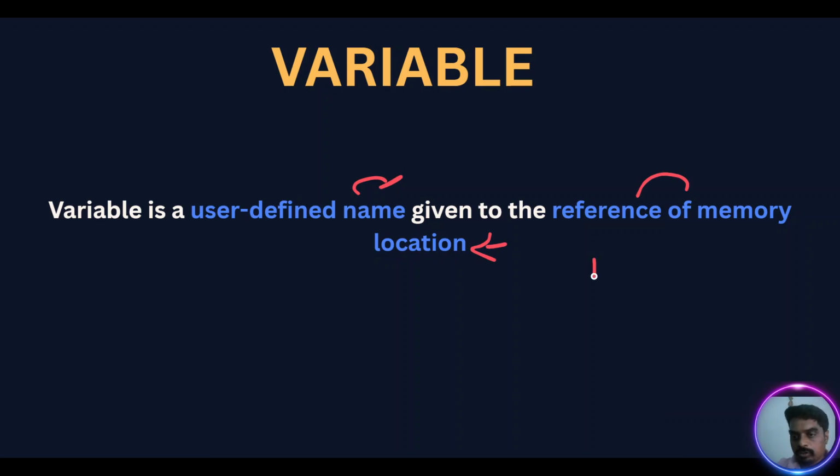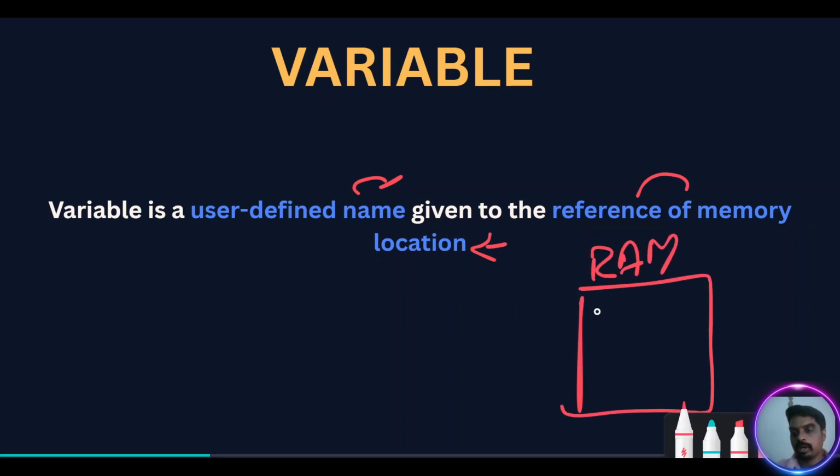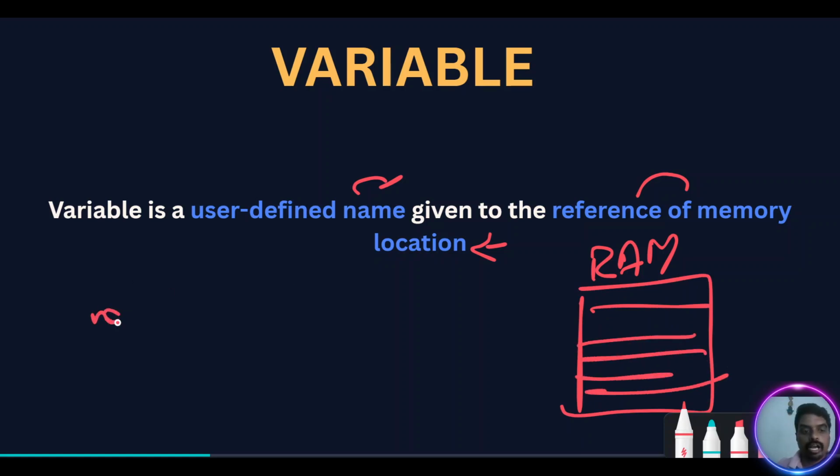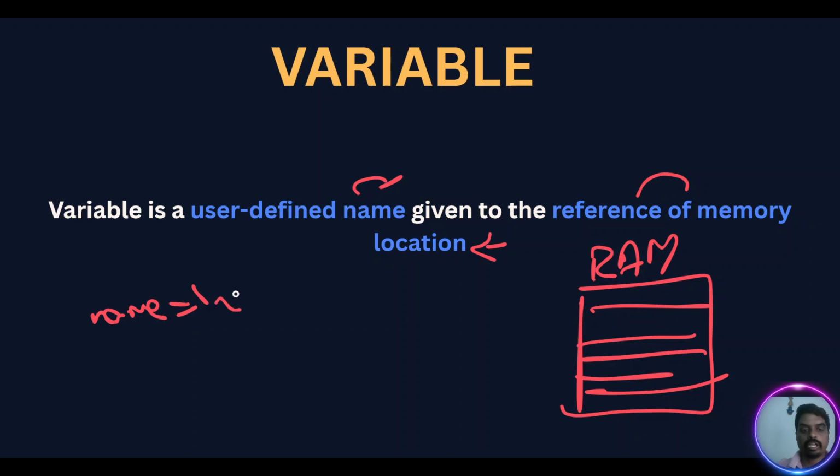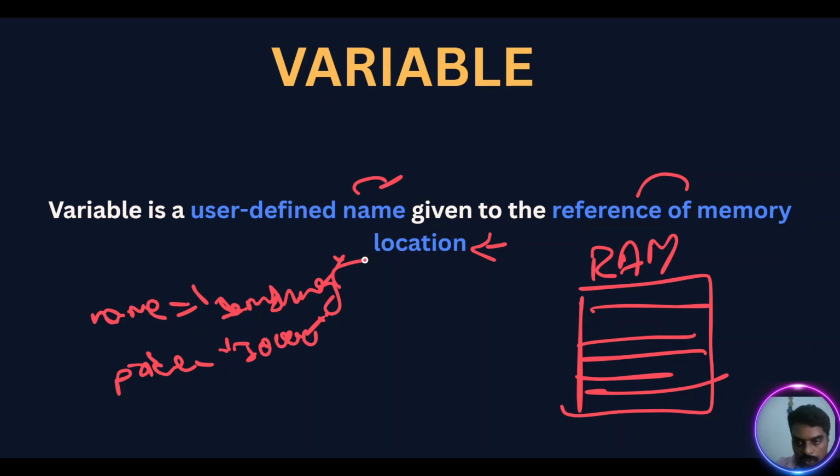So let's assume this is my RAM. In RAM, we will have some memory blocks. I wanted to store some values in my memory: Samsung price, 30,000. Whenever I run this program, this value will go to RAM, and it will sit in one of the available memory blocks.